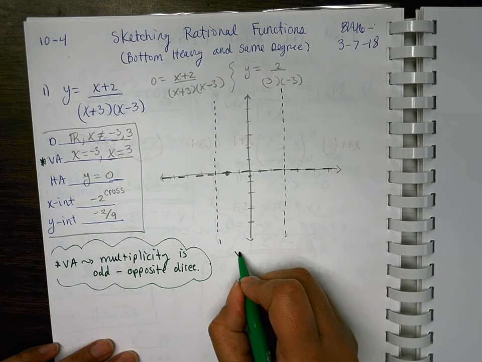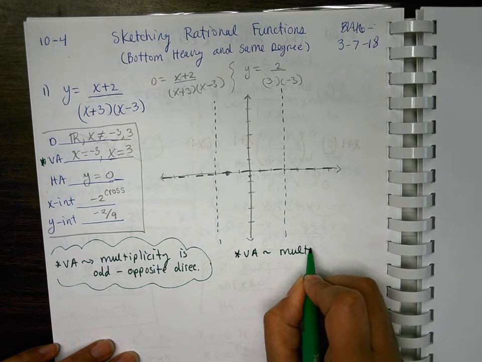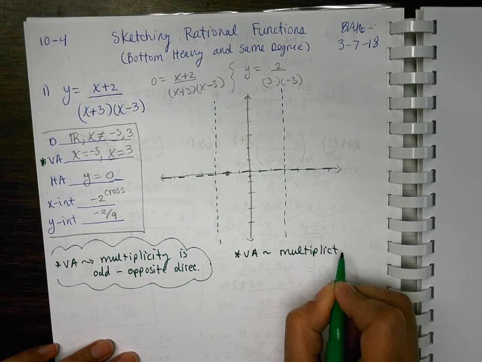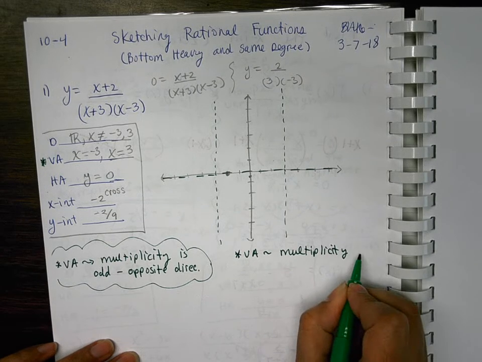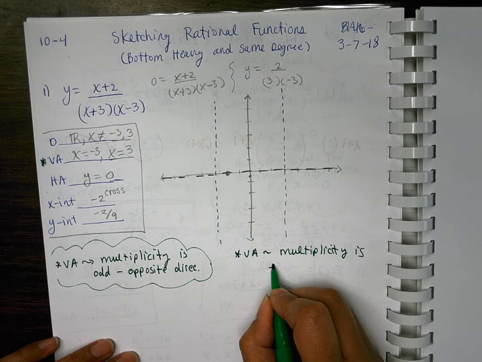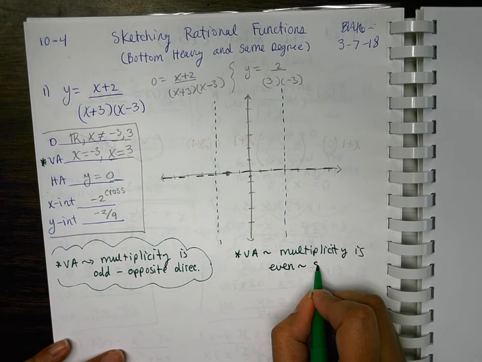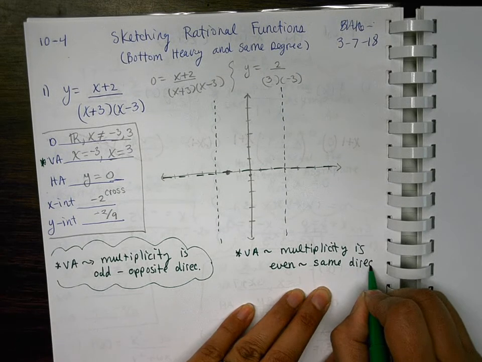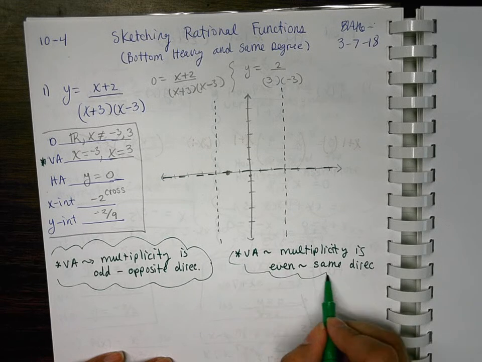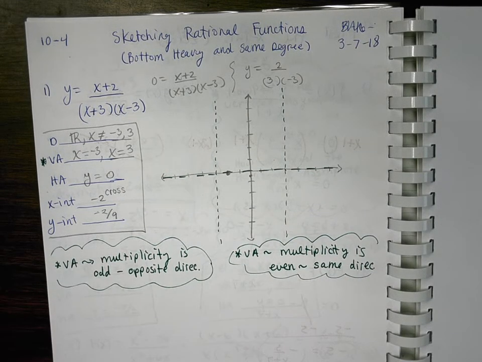And same thing here for your vertical asymptote. If the multiplicity is even, it will go in the same direction. Okay, so what does that mean? Let's write it down for now.